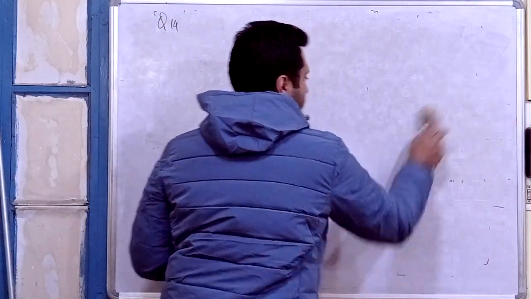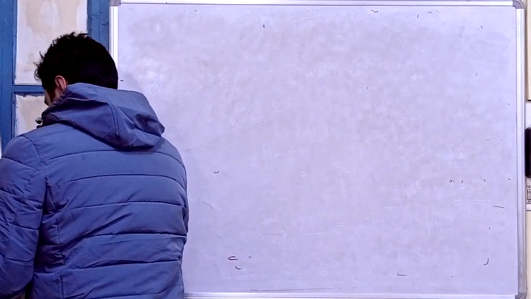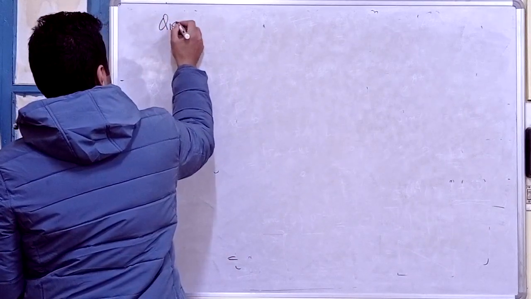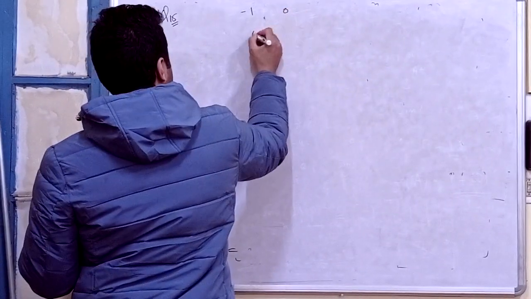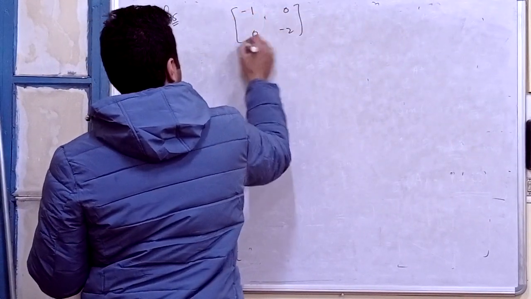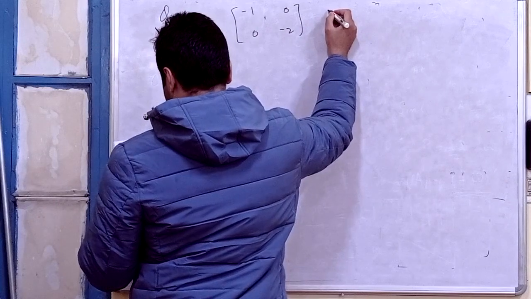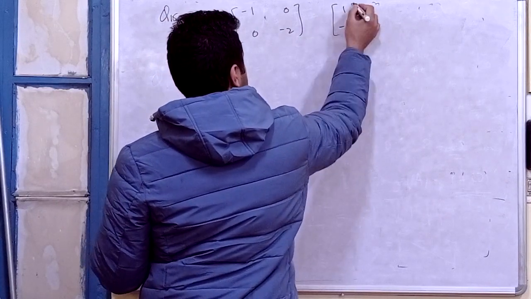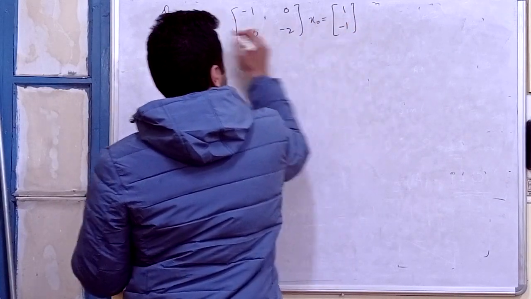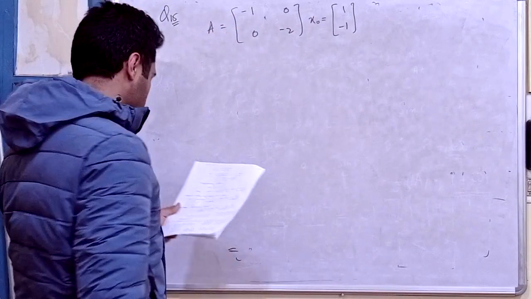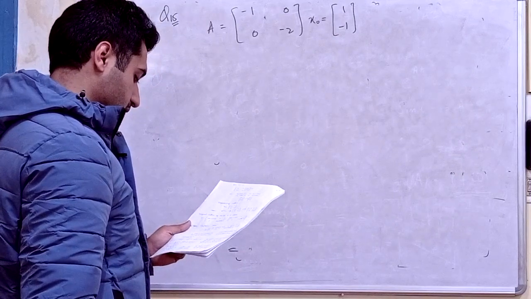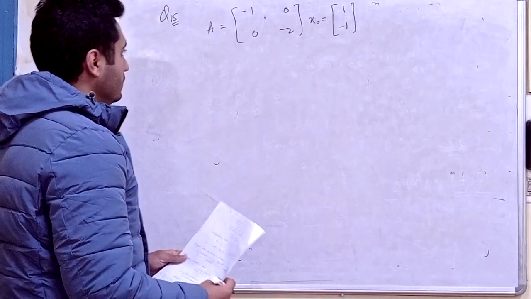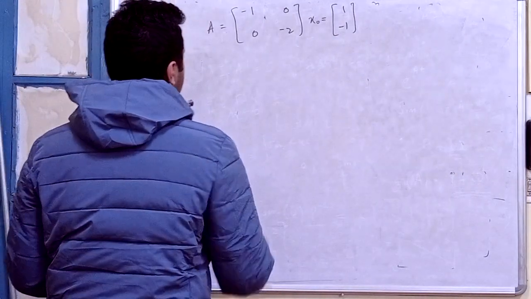Now question 15. In 15, you are given 1, 0, 0, minus 2, and 1, minus 1. This is your X0. This is your A. This much information is given. What is being asked? X1(t) and X2(t). So this is easy.